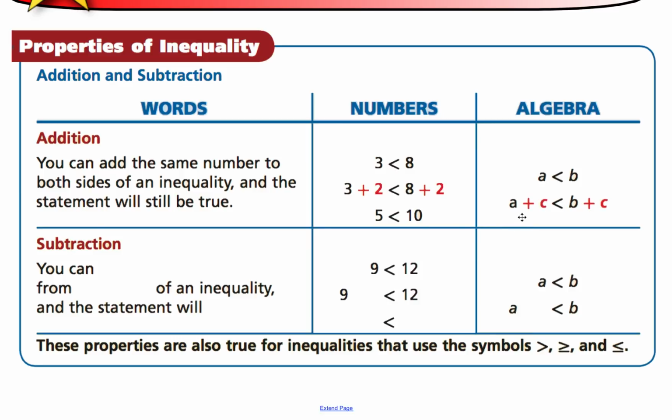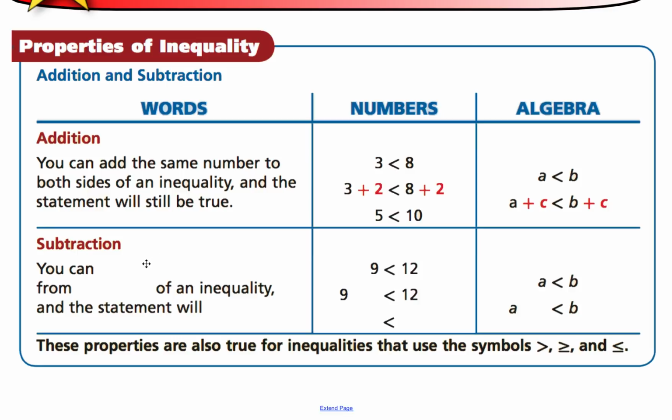So no matter what number we add to both sides, we will still get a true statement. Algebraically, we would write that a plus c is still less than b plus c. As long as a was less than b to begin with, then if we add the same number to both sides, our statement will continue to be true.